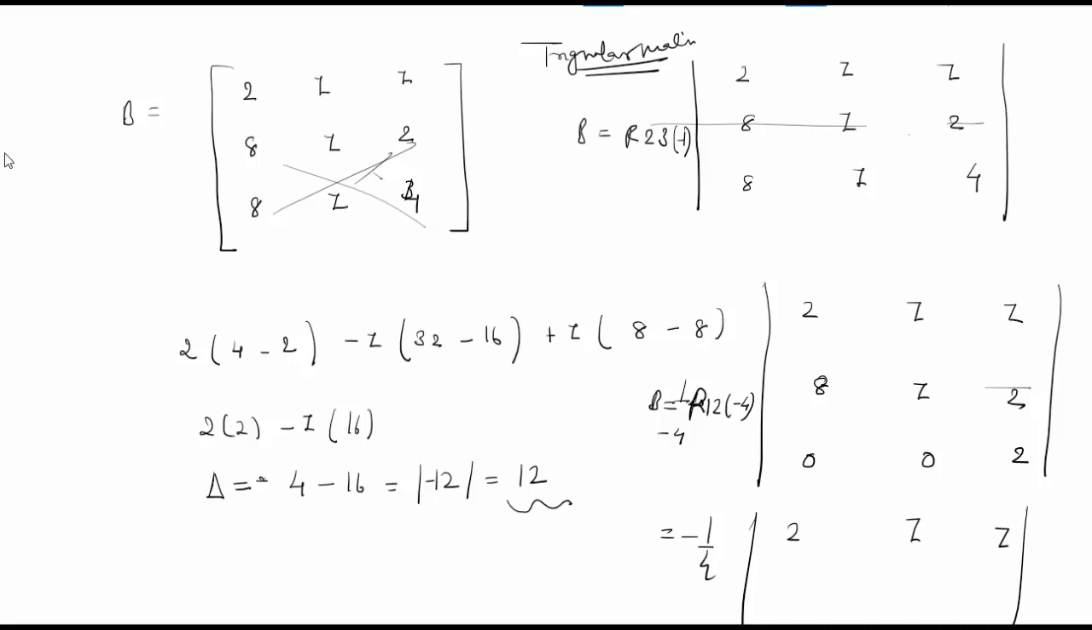2, 1, 1 and 0, minus 3 here, and minus 2 here. And again this is 0, 0, 2. So this has become my triangular matrix, and the determinant is equal to the product of what is there in the diagonal. So it is equal to modulus of minus 1 by 4 into 2 into minus 3 into 2.